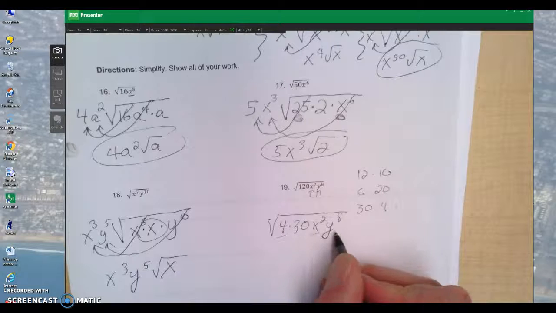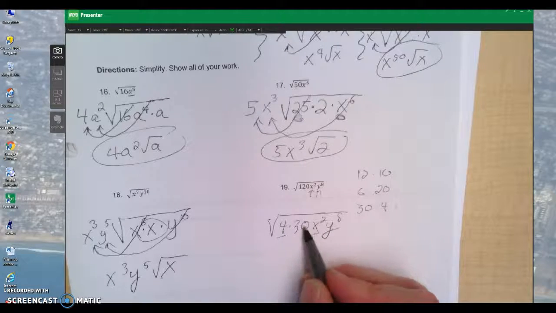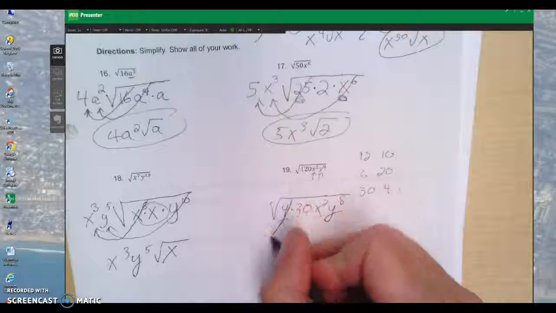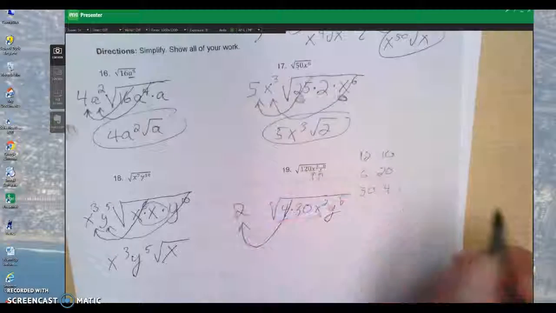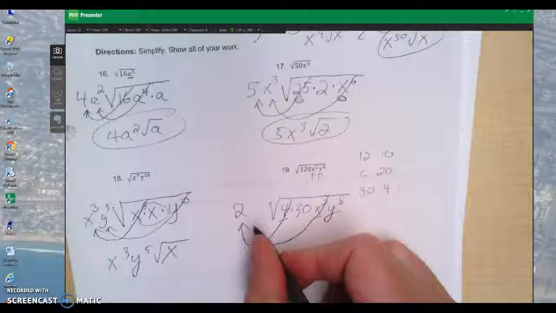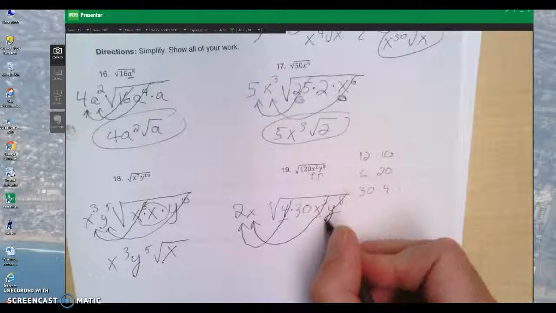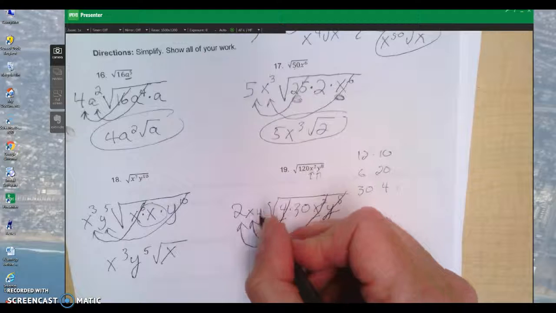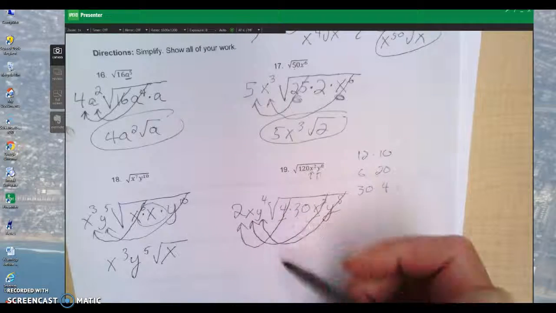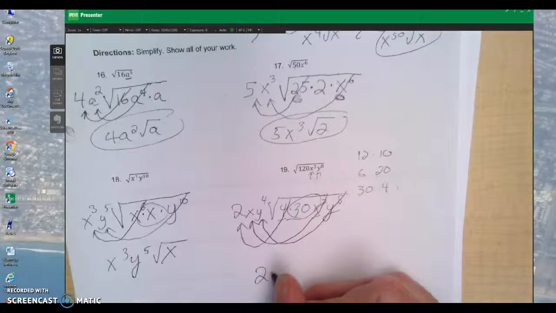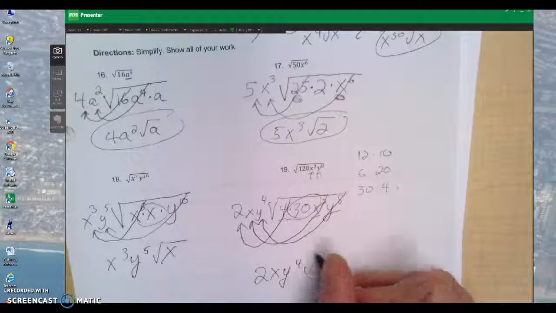Perfect square, perfect square, perfect square, not a perfect square. Out you go, I take your square root, I make you a 2. Out you go, I take the square root of x squared, which is just x. Out you go, I take the square root of y to the 8th, which is y to the 4th. You stay put. 2x, y to the 4th, radical 30.